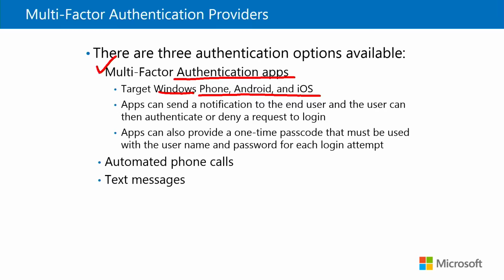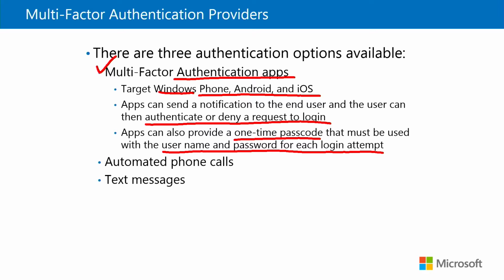The apps send a notification to the end user, and then the end user can authenticate or deny the request through the app itself. It's very cool stuff. And you can get a one-time passcode that's used with the username and password for each login attempt. And there are variations that you can set up with that.